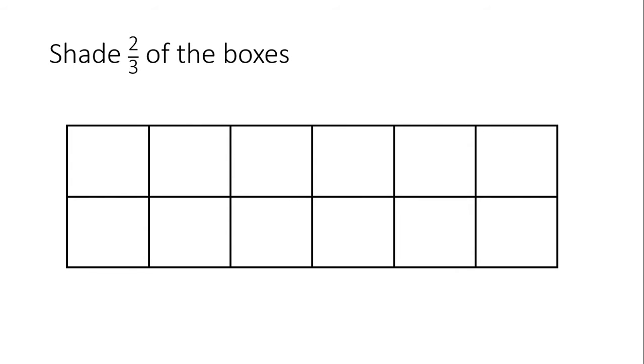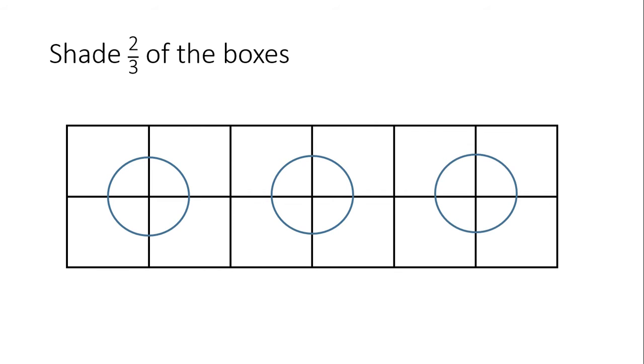This one says shade 2/3 of the boxes. And I can't just say there are 3 boxes and 2 of them are colored in, because there are more than 3 boxes. So I have to look at the number of groups. How can I put this into 3 groups? Well, it would look something like this. 1 group, 2 groups, 3 groups. The denominator says 3, so I've broken it into 3 groups.